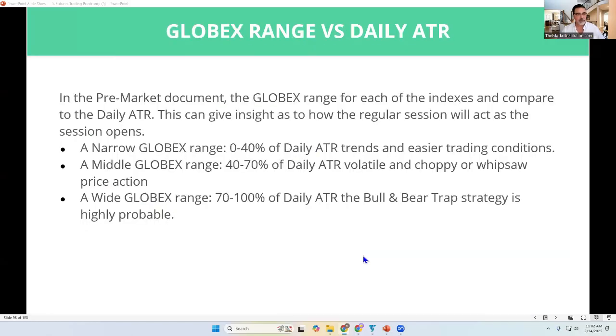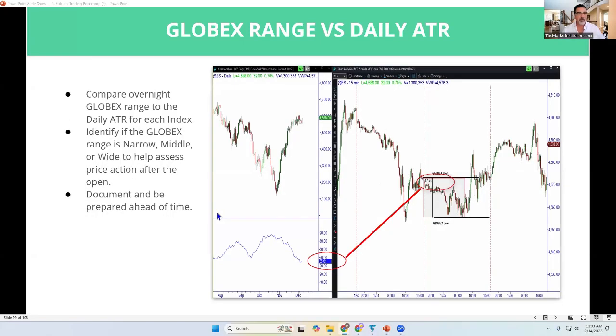In the pre-market document, the Globex range for each of the indexes is compared to the daily ATR. This gives us insights on how a regular session will act around the session open. We did this on crude oil and natural gas today too, comparing the Globex range to the daily ATR to get a feel whether it's going to be choppy around the open or more of a trending market, or to look for the volatile bull trap or bear trap. Globex range compared to the daily ATR.